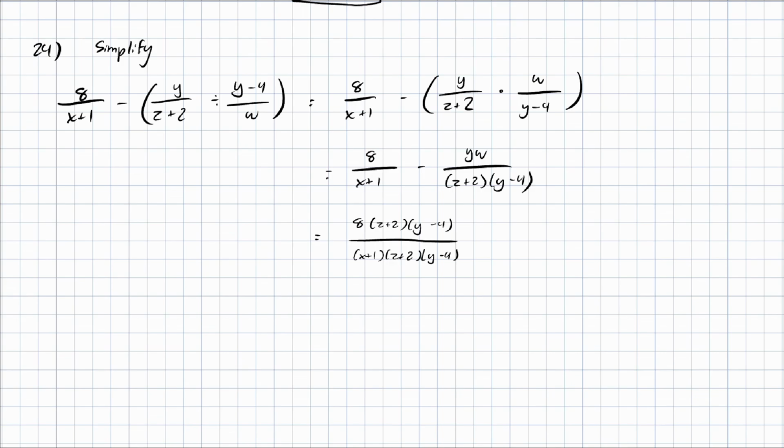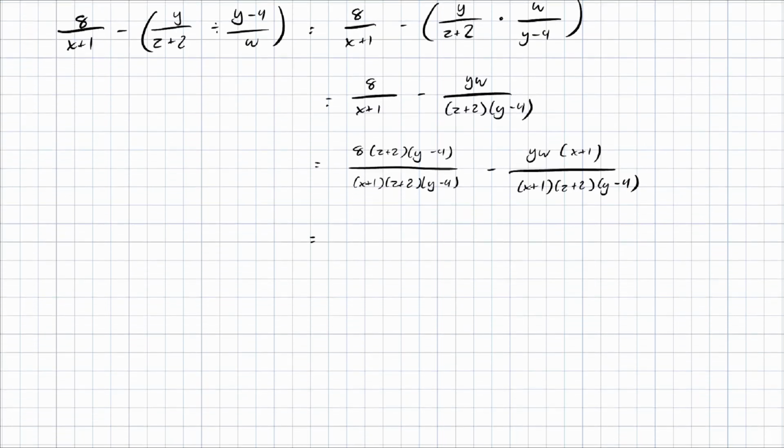Okay, thank goodness he didn't make you have to do all that. Yw x plus 1 x plus 1 z plus 2 y minus 4. Phew. Okay. Let's go ahead and simplify. So 8 zy minus 4z plus 2y minus 8 minus xyw plus, minus yw.